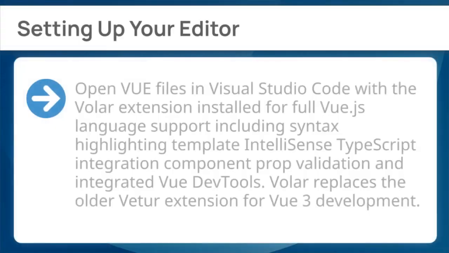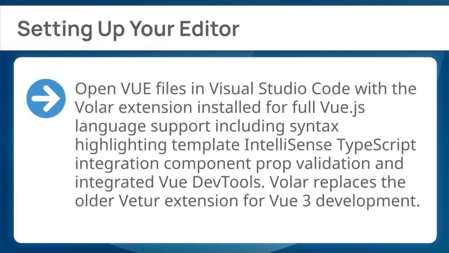First, setting up your editor. Open VUE files in Visual Studio Code with the Volar extension installed for full Vue.js language support, including syntax highlighting, template IntelliSense, TypeScript integration, component prop validation, and integrated Vue DevTools. Volar replaces the older Vetur extension for Vue 3 development.